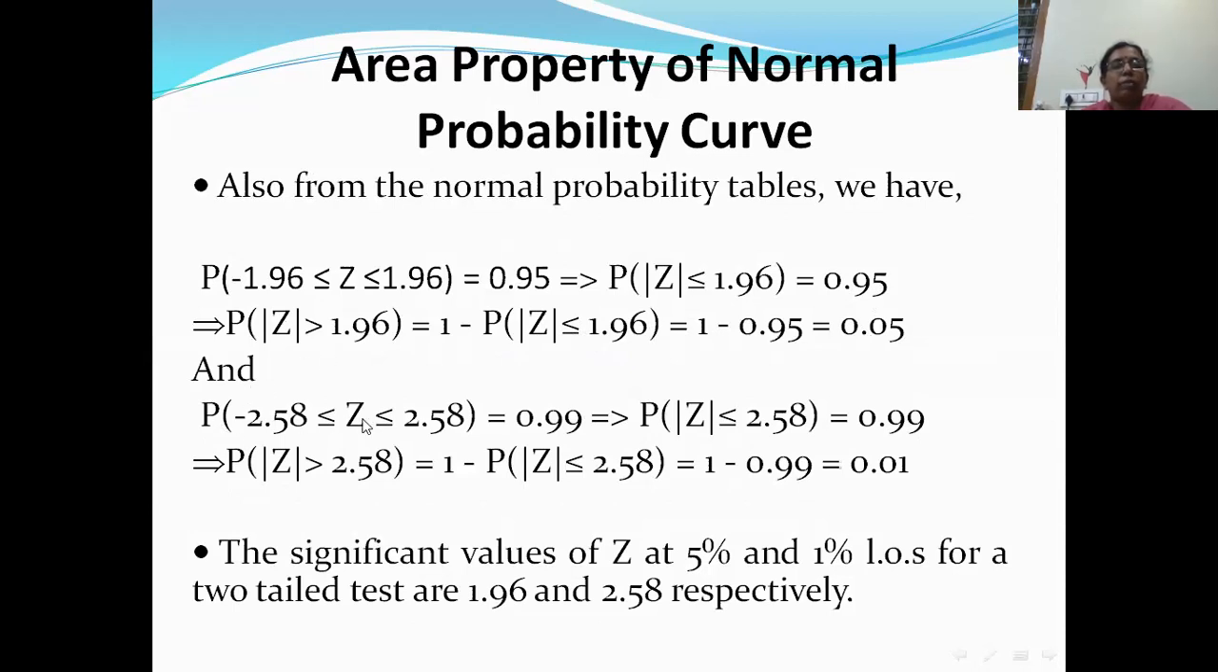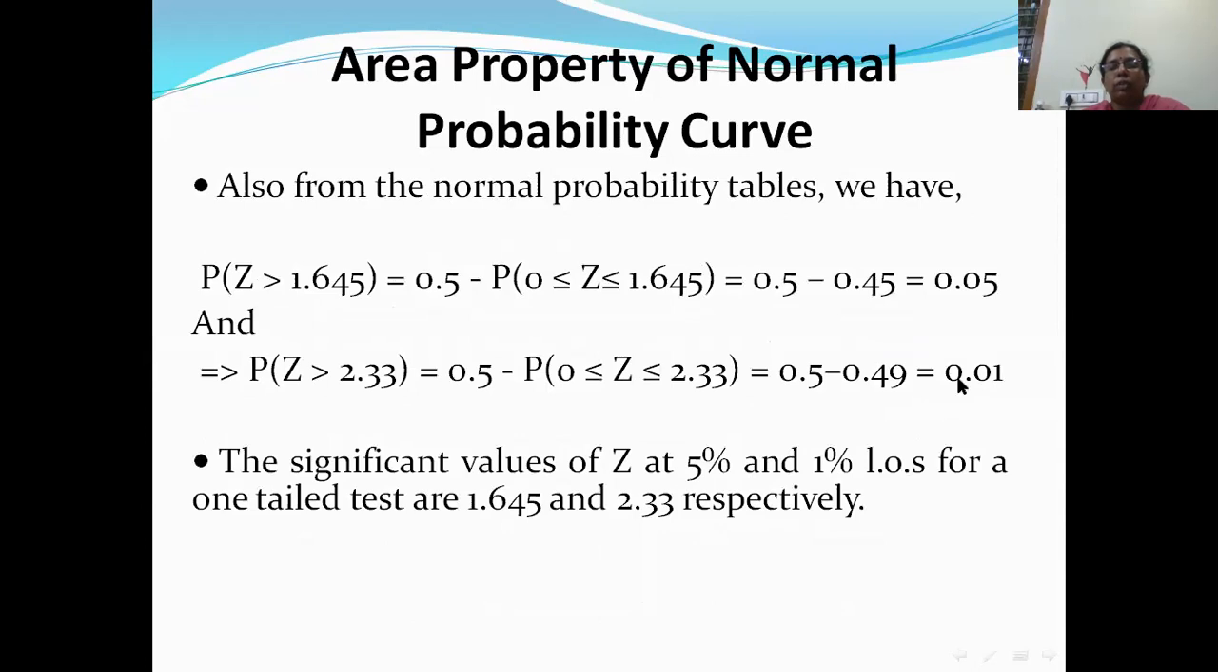Similarly, from normal tables, the probability of -2.58 less than z, z less than 2.58 is equal to 0.99. So the probability of mod z less than or equal to 2.58 is equal to 0.99. I want the probability of mod z greater than 2.58. This is 1 minus the probability of mod z less than or equal to 2.58, which is 1 minus 0.99, equal to 0.01. So the significant values of z at 5% and 1%. This is 5%.